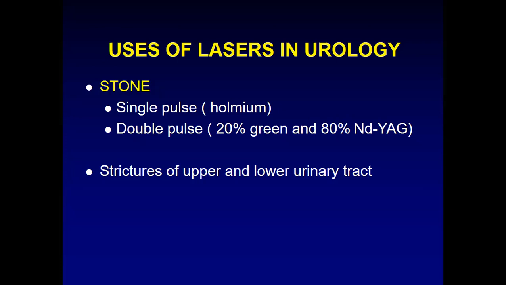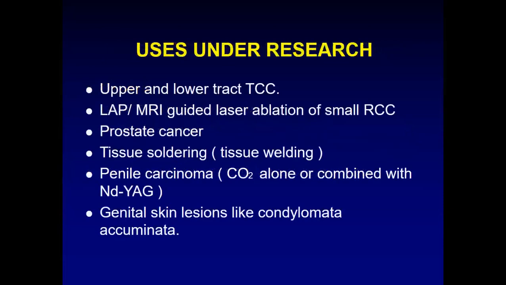Now it's time to go to flexible URS, or RIRS. What does RIRS mean? Retrograde intrarenal surgery. A lot of research is going on in lasers. For upper and lower tract TCC, if the lesion is small and this is a solitary kidney, there is no need to do a nephroureterectomy; you can ablate it with the laser.